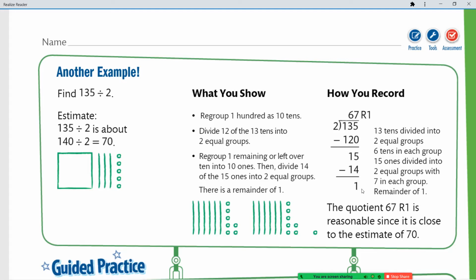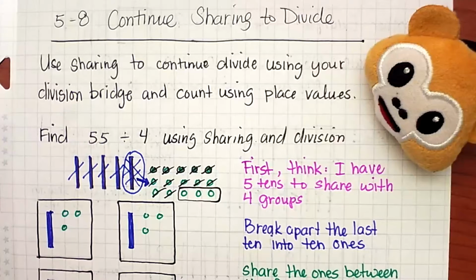Now, again, I'm stuck with the same thing. I can't take 1 and share it between 2 equal groups. So this is going to be my remainder. So first we took the 13 tens and divided them into 2 equal groups, and we put 6 tens in each group. And then we had some leftovers. Then I had 15 ones left over, and I had to figure out, how do I divide 15 ones into 2 equal groups? And I could put 7 in each group, and then I would have 1 left over. So the quotient 67 remainder 1 is reasonable since it's close to the estimate of 70 that we came up with in the beginning. Now let's take a look at our notes.